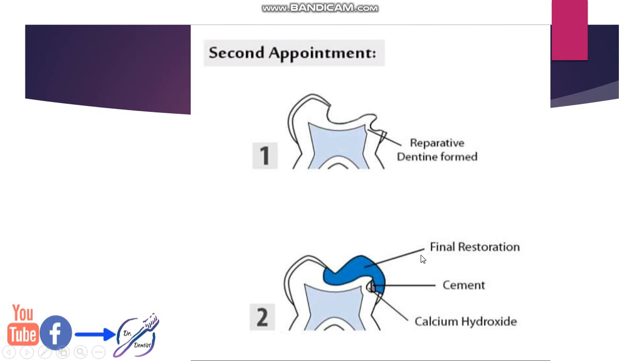But if you want to restore the tooth with composite, first calcium hydroxide paste is placed, then glass ionomer cement is placed, and the last one is composite restoration.